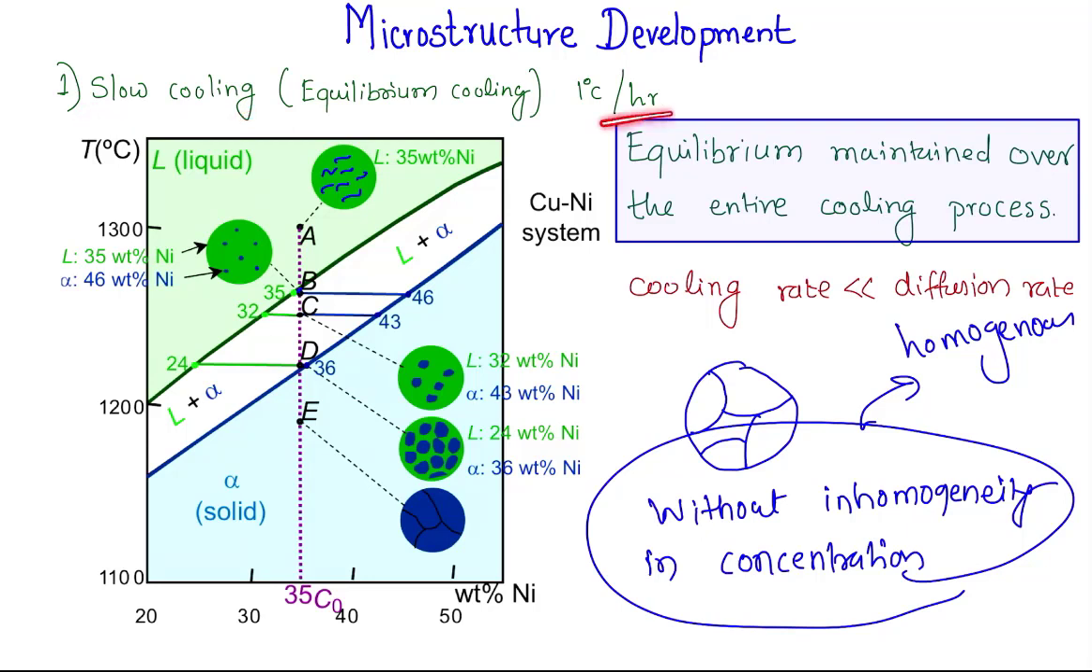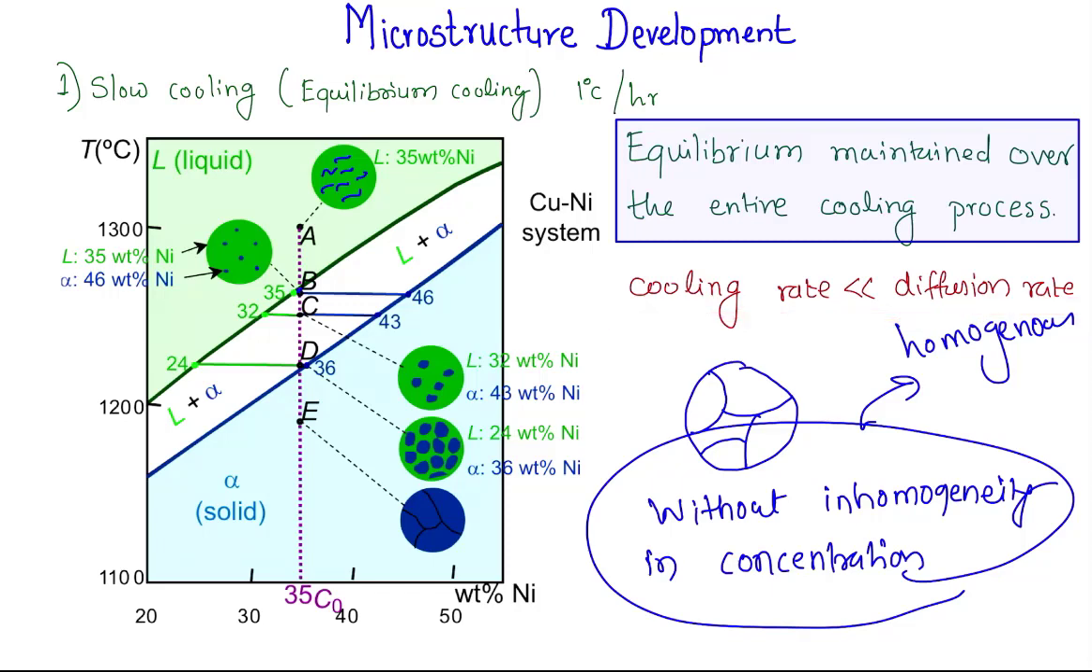Here we have cooled the sample very slowly, such as 1 degree centigrade per hour. If we cool it very slowly, the atoms will get sufficient time for arrangement and there will be equilibrium all across the sample, equilibrium in terms of concentration. There will not be any concentration gradient. This is because the cooling rate is very much less than the diffusion rate. That's why atoms will get sufficient time for diffusion and there will be a homogeneous concentration across the sample.